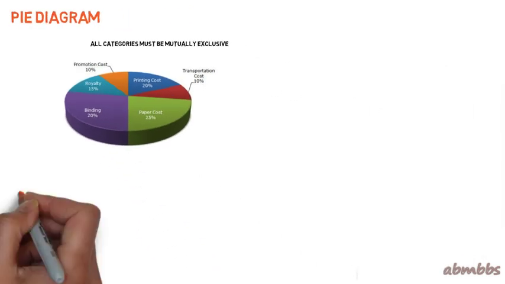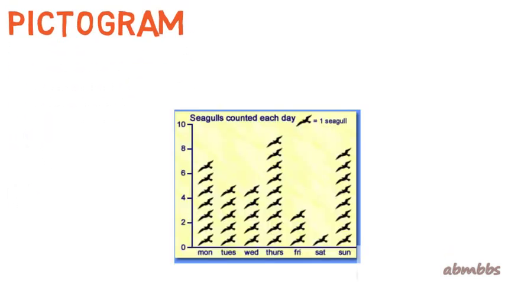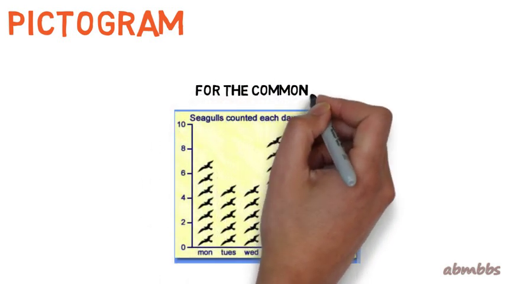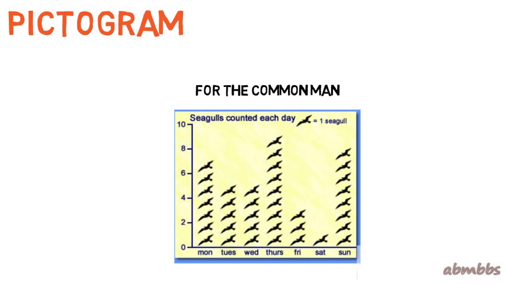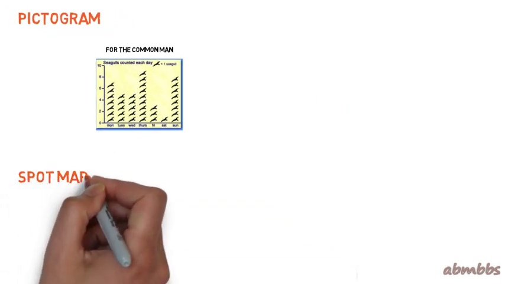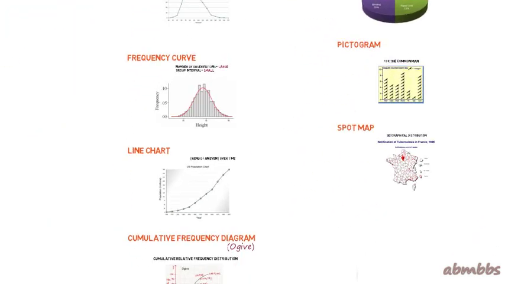Next, there is picture diagram or pictogram. It is a method of data representation for the common man to understand. So, it often contains pictures. Finally, there is map diagram or spot map. It is prepared to show geographical distribution of frequencies. Here, each dot marks one frequency. This completes the methods of data representation.